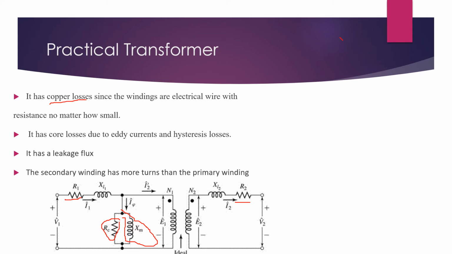The next assumption is the leakage flux. Leakage fluxes are fluxes that do not pass through the core, which produce a self-inductance in the primary and secondary coils and should be accounted for. So inductor X1 and inductor X2 represent the leakage flux of the practical transformer. And lastly, the final assumption is that the secondary winding has more turns than the primary winding.